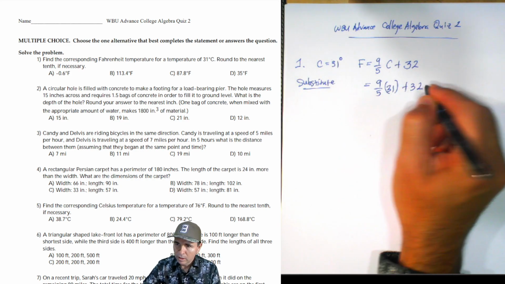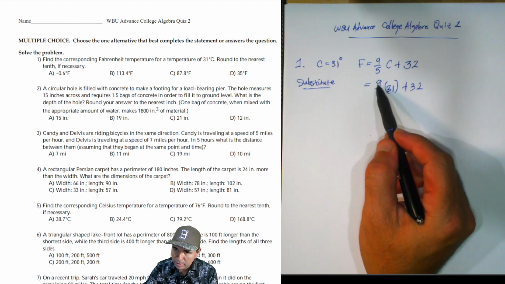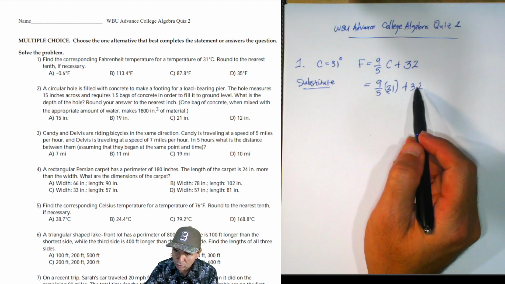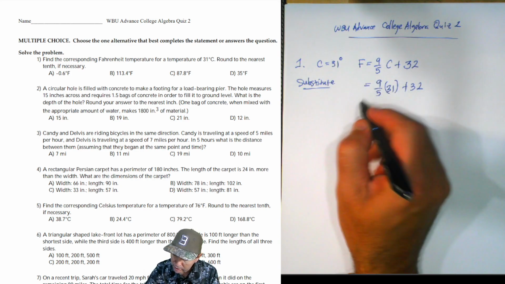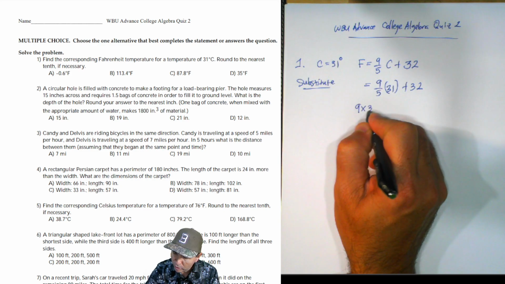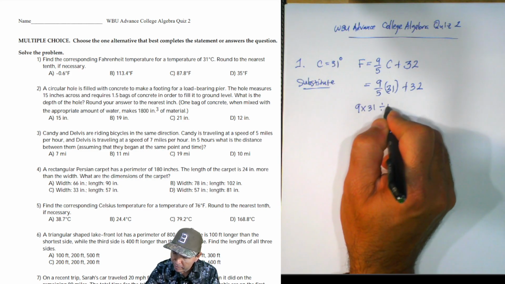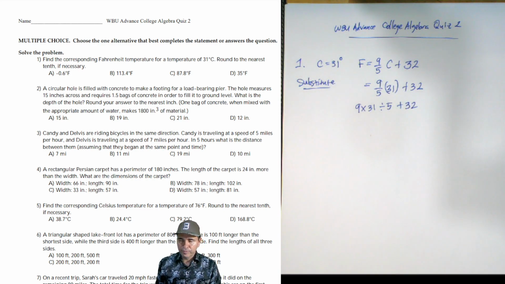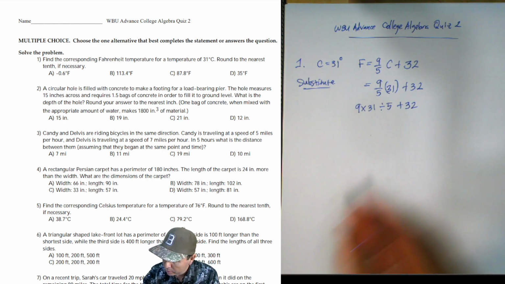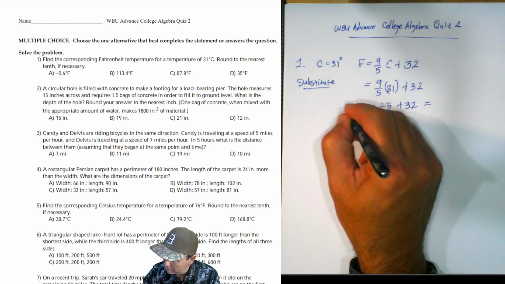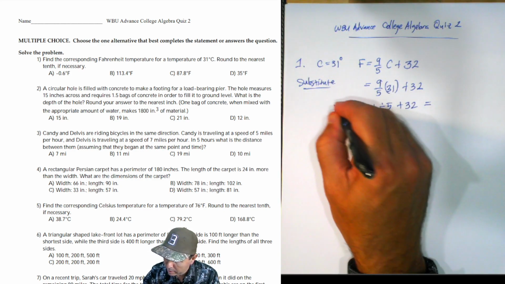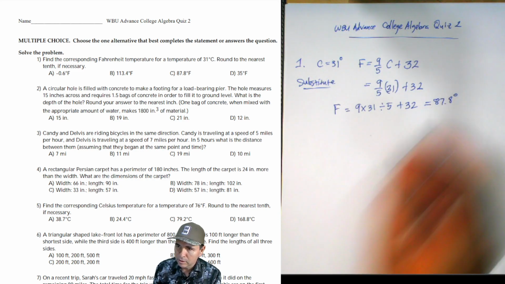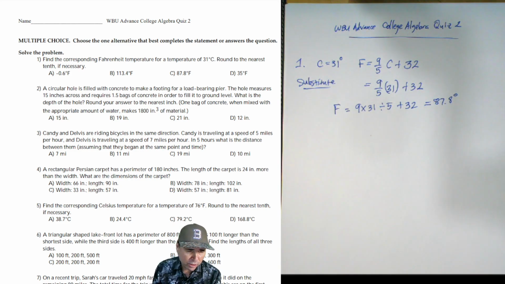So it's going to be 9 fifths of 31 plus 32. So what does that mean? Well, it means that I have to multiply the 9 times 31 and then divide by 5 and then add 32. So in your calculator, it looks like this: 9 times 31 divided by 5 and then plus 32. That's what it looks like on your calculator. And if you do this correctly, you should get that the degrees in Fahrenheit is approximately 87.8 degrees. All right. Now let's take a look at question number 2.